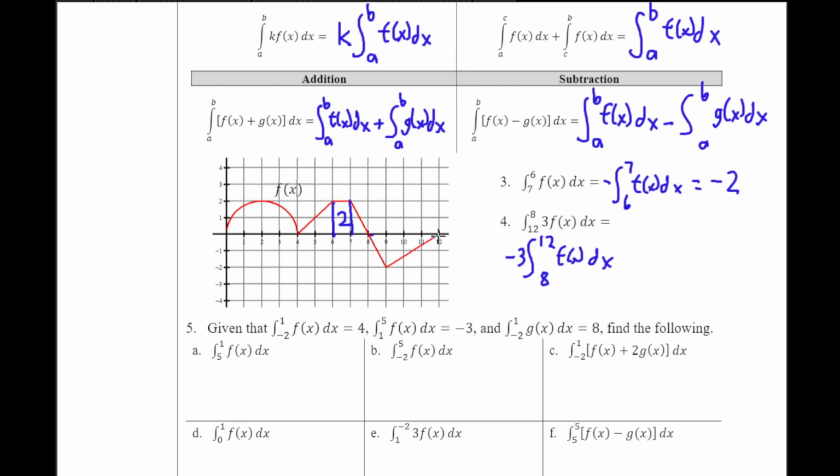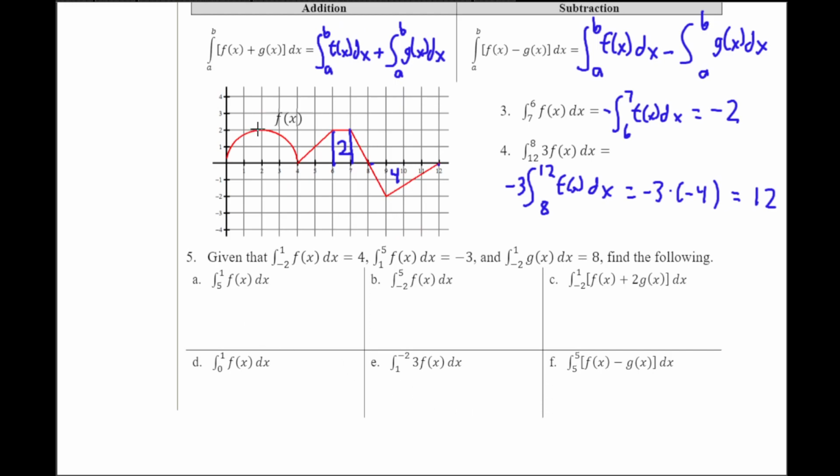So from 8 to 12, this is a triangle area 1. This is another larger triangle area 3. So this area underneath the curve is a 4. And this is below the curve, below the x-axis, so it's negative 4. So it's a negative 3 times a negative 4, which is equal to a positive 12.